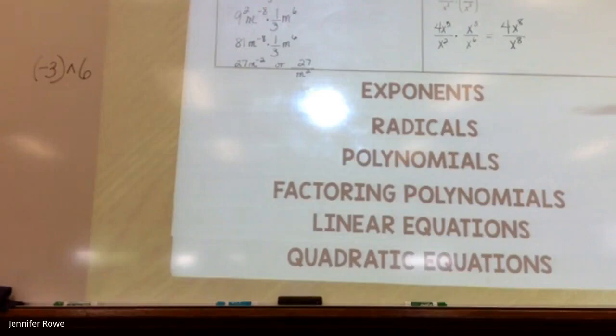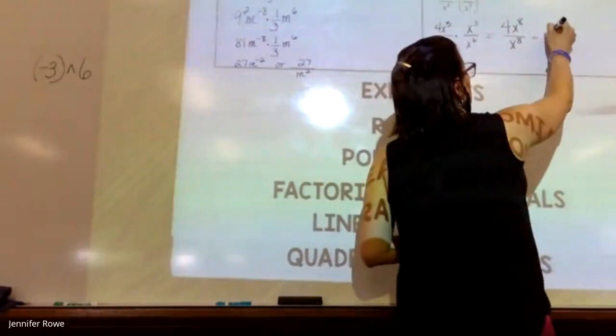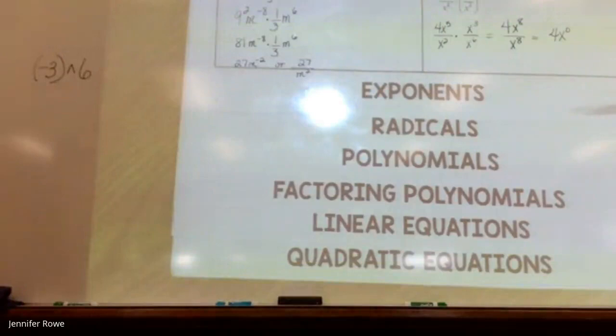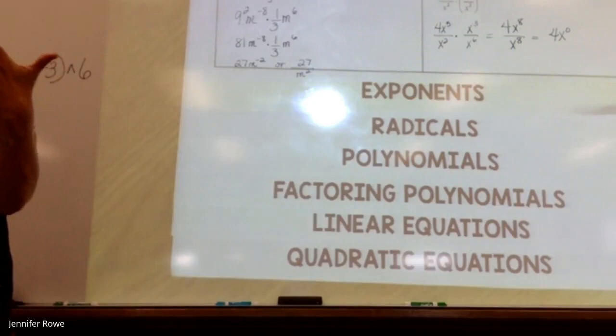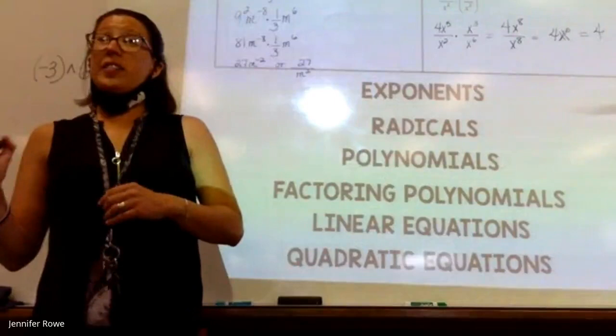Now we divide. When we divide, what do we do with our exponents? Subtract them. Is 4 an exponent? No. So 8 minus 8 is 0. So this is 4x to the 0. But what do you know about anything to the 0 power? That's 1. Does the 4 go away? No. Because the 0 only belongs to the x. So this is 1. Well, 4 times 1 is 4.